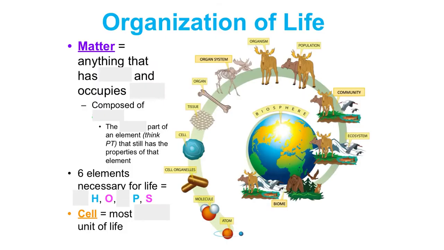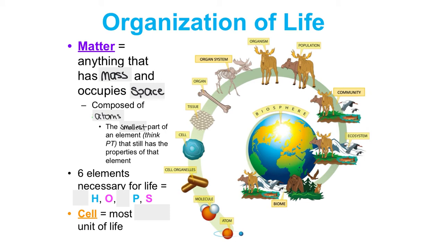All living things have a similar organization in their life. So if we start at the very bottom, we will have things that are made up of matter. And matter is anything that has mass and occupies space. So if matter is the smallest level of organization, if we look at our chart here, that means it must be composed of atoms. And atoms are the smallest part of an element that still have properties of that element.